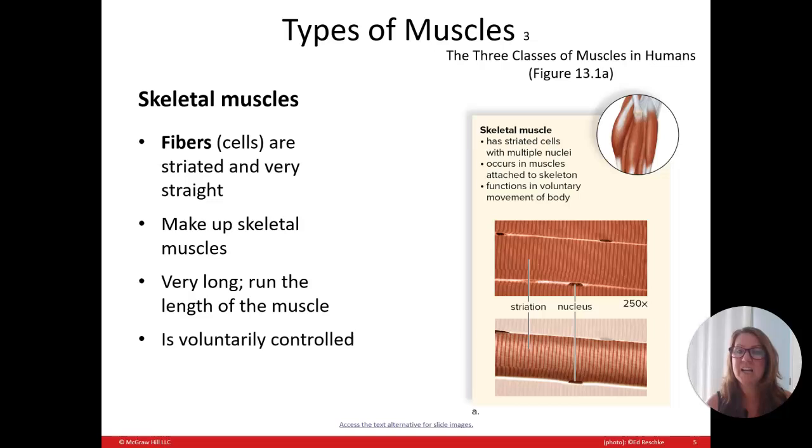They're voluntary, they're very well designed, they're not branched, but you see that there's going to be these repeated units that are going to be very good at shortening the muscle and lengthening the muscle.